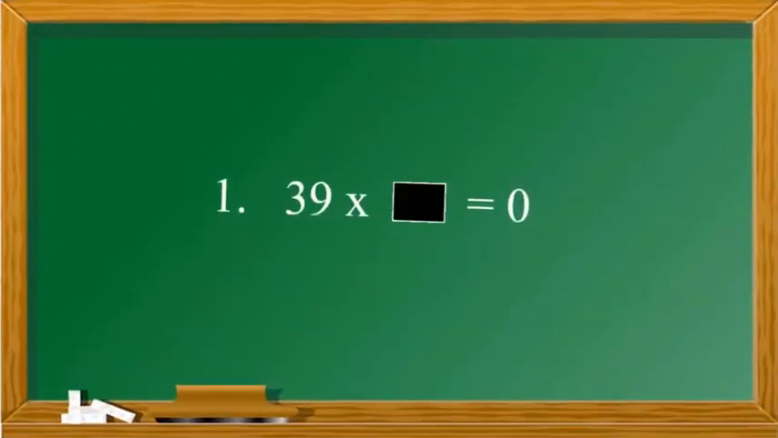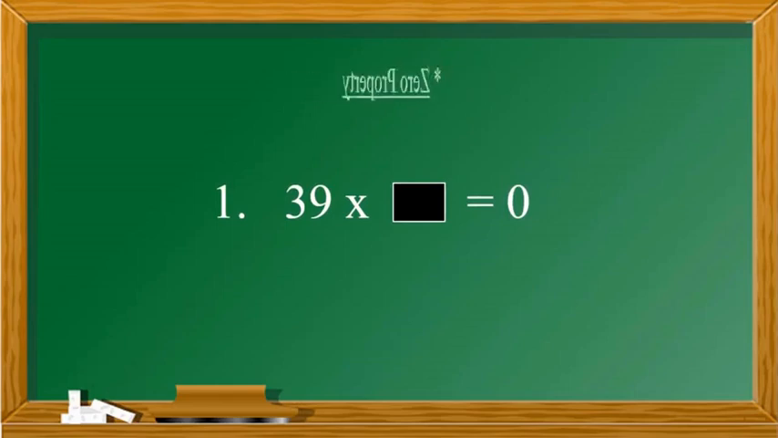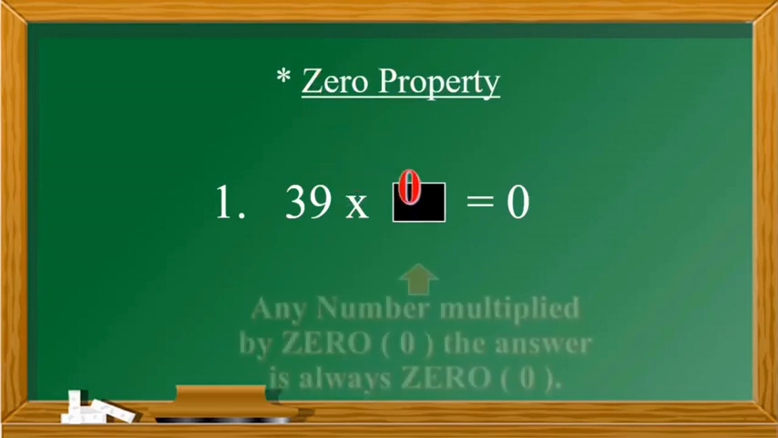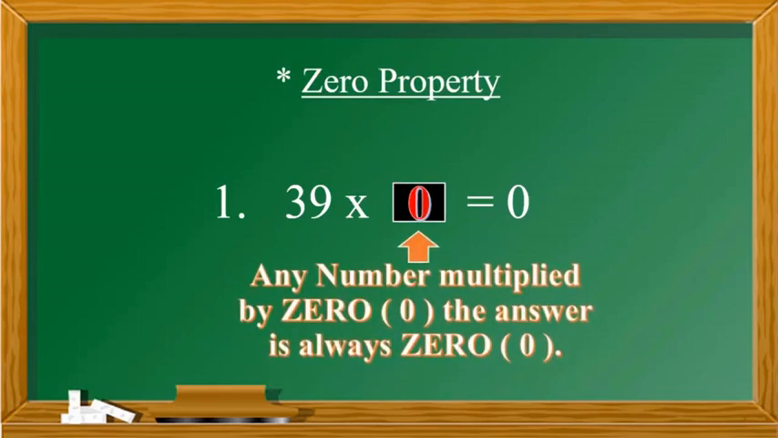Next example, 39 times the missing number equals 0. What property does this equation involve? Yes, it involves 0 property. What is the missing number? The missing number is 0. It means that any number multiplied by 0, the answer is always 0.